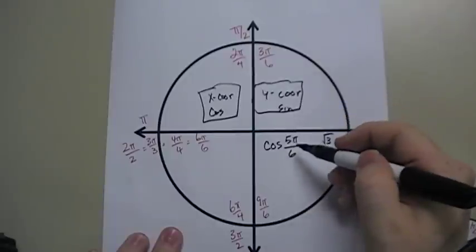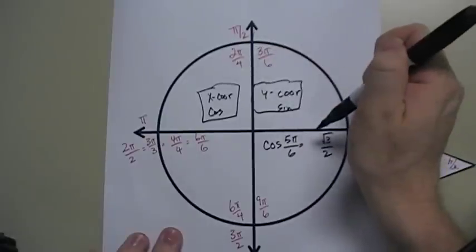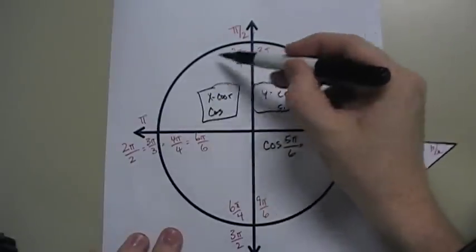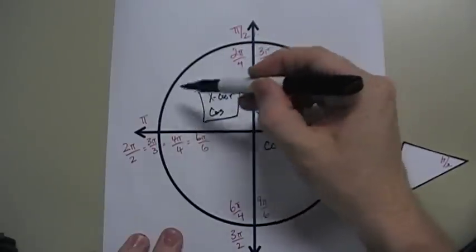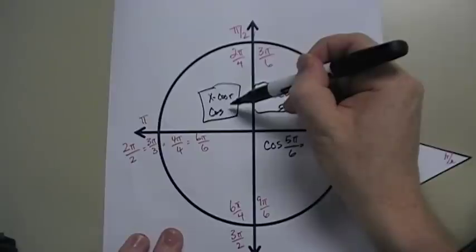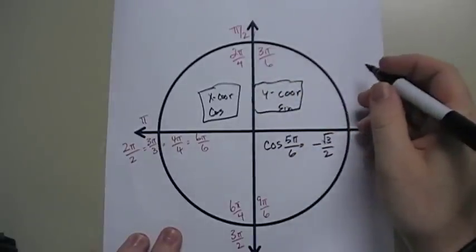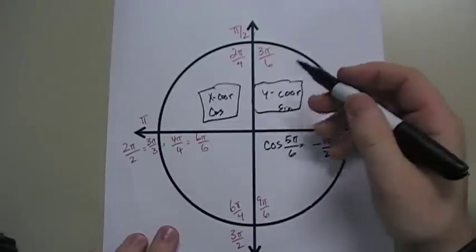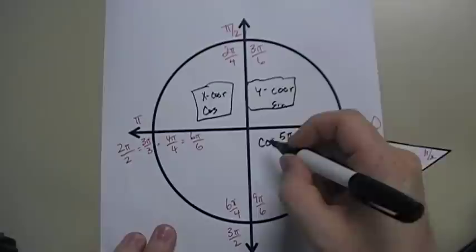So 5 pi over 6. Well, 3 pi over 6 is here. It's more than that. It's 5 pi over 6. 6 pi over 6 is here. It's got to be in this area. In fact, it's right about here. But it's got to be between 3 pi over 6 and 6 pi over 6. It's in the second quadrant where the x-coordinates are negative. So it's negative square root of 3 over 2. And all you need to use is the hand trick combined with what you know about where x and y are positive. Let's do another.